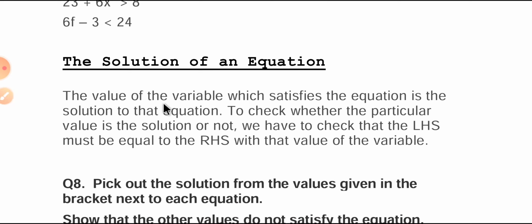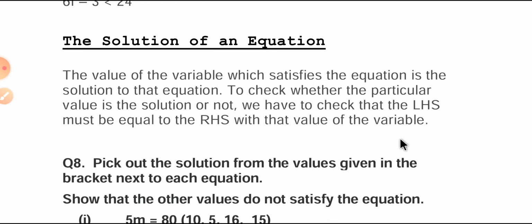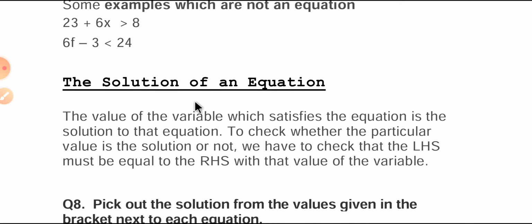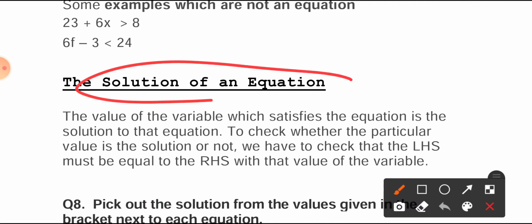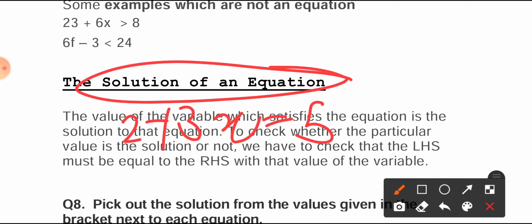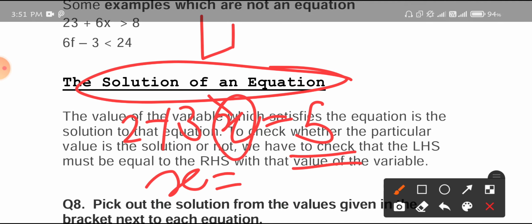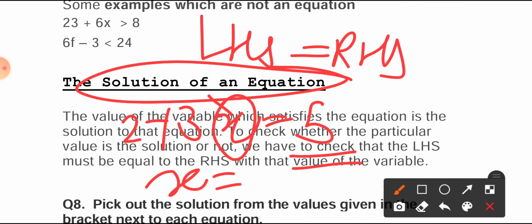अगर किसी भी इक्वेशन का सॉल्यूशन फाइंड करना हो तो कैसे करते हैं? The value of the variable which satisfies the equation is the solution to that equation. To check whether a particular value is the solution or not, we have to check that LHS must be equal to RHS with that value of the variable. सॉल्यूशन मतलब होता है जैसे कि 2 + 3x = 5. Now solution means we have to find the value of x. अगर हम x की जगह पर यहाँ पर कौन सा नंबर रखें कि हमें LHS और RHS बराबर मिल जाए.